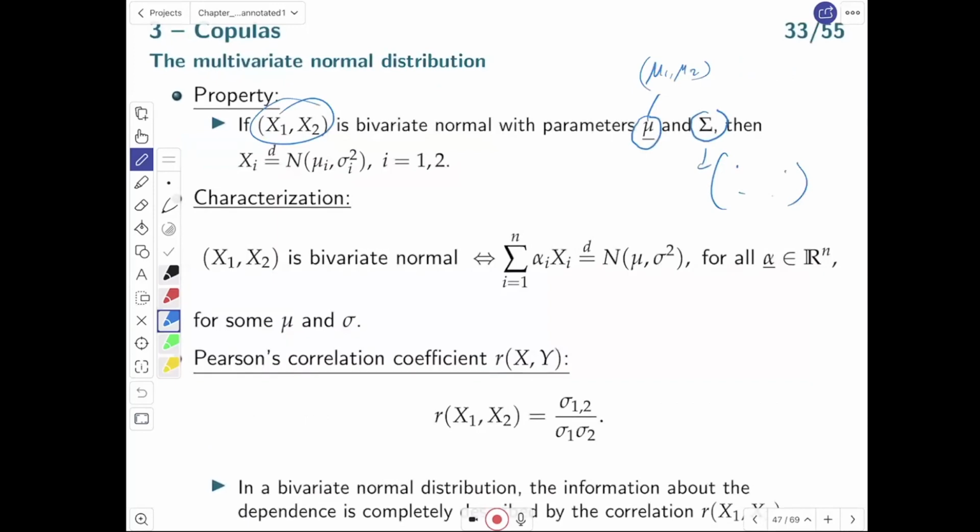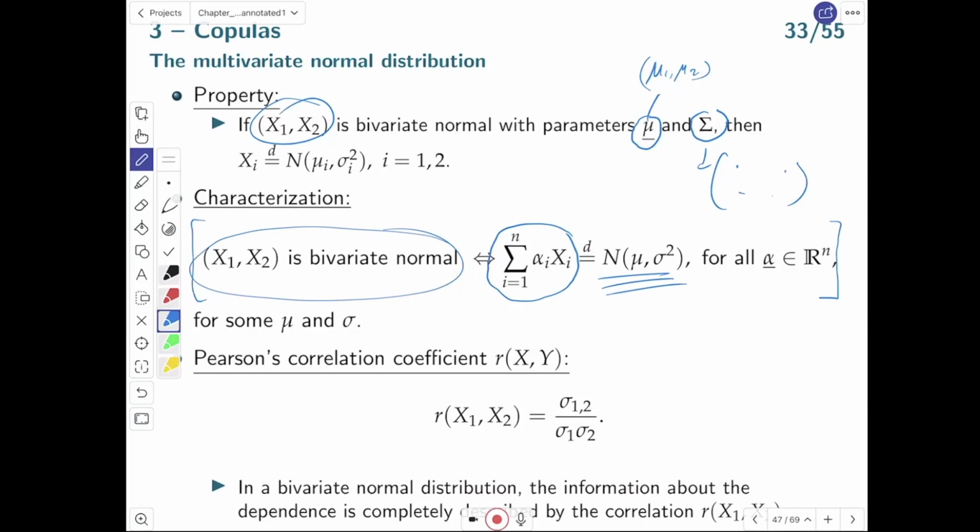What you can prove, you don't need to do it, is that x1, x2 is bivariate normal, so described by that CDF, that PDF on the previous slide, if any linear combination of normal distributions gives you again a normal distribution, right? Anyone know this result here? You encountered that before? You proved that maybe? Yes, you know that? Okay, very good.